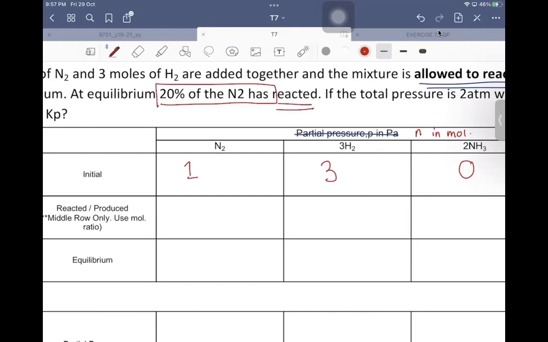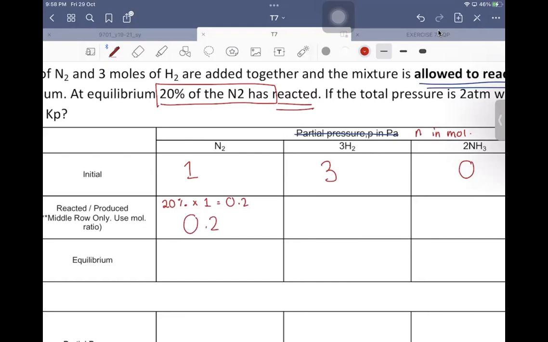Okay, 20% of nitrogen is 0.2. Sorry. Okay, so that means 0.2 moles of nitrogen has reacted. I don't know any other information. I don't want to look at the total pressure. These are the only information that I know.